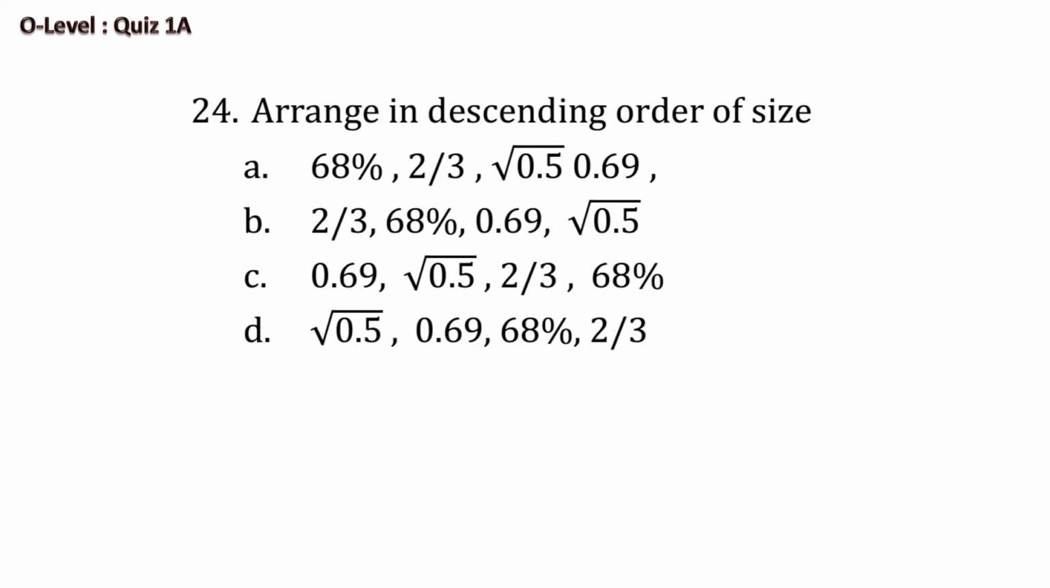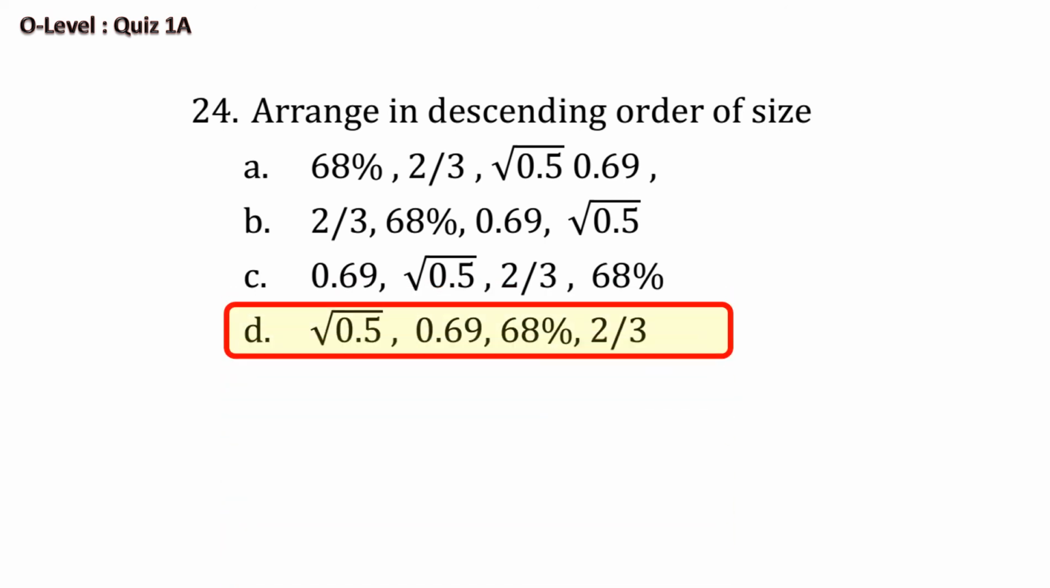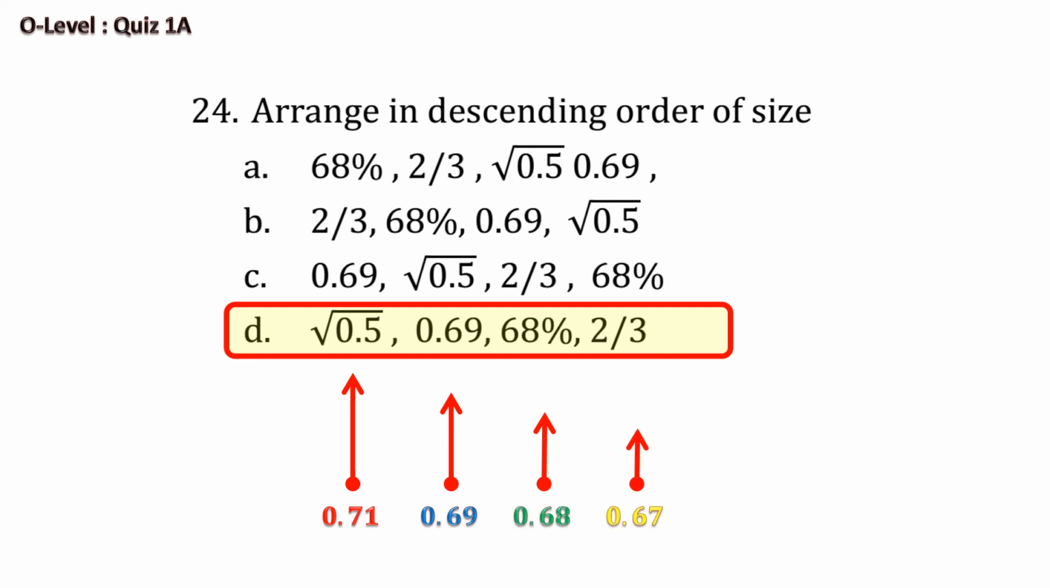Question 24. Arrange in descending order of size. Descending order means going down, so from the biggest to the smallest. And when you look at this, the biggest number here from all of these numbers is root 0.5. And that gives us a value of 0.71. The next smaller number here is 0.69. The next is 68% or 0.68. And the last one is 2/3 or 0.67. So it is good we write all of them in decimal, and we can easily compare from there.